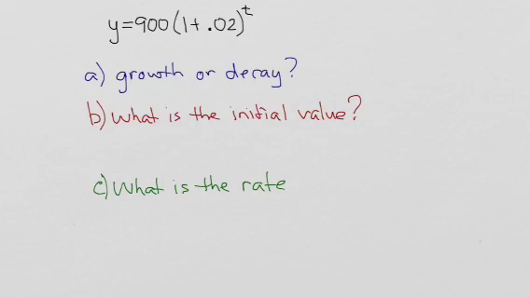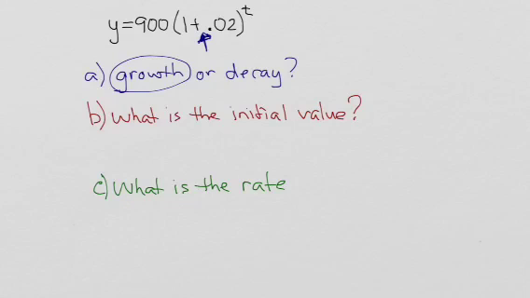All right, so let's look at some examples. We've got a formula already set up. And the first question is, is this growth or decay? To find out if it's growth or decay, what you're looking for is essentially here. You're looking to see if it's adding to one number or subtracting from one number. If it's adding to one, it's growth. If it's subtracting, it would be decay.